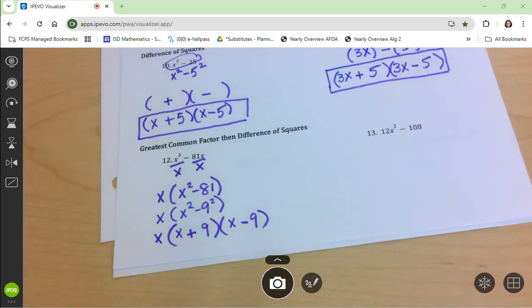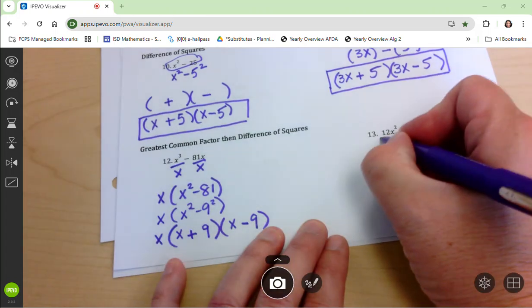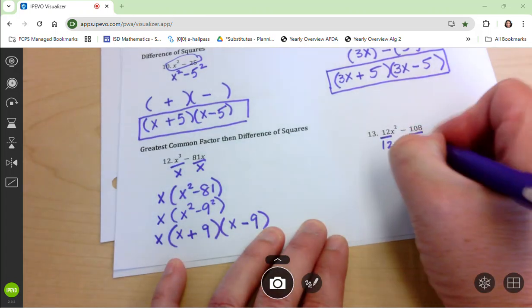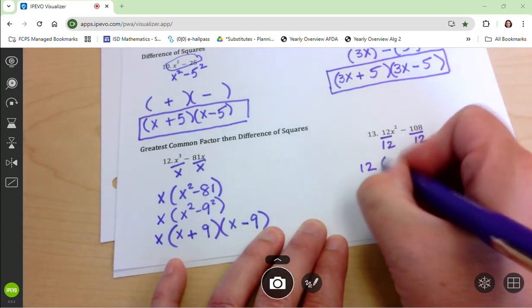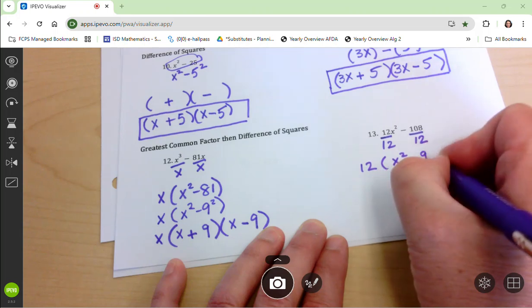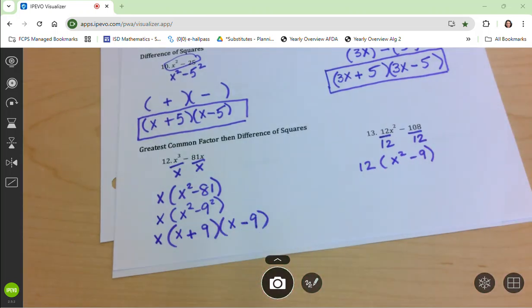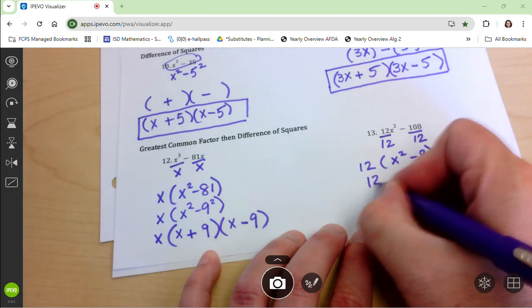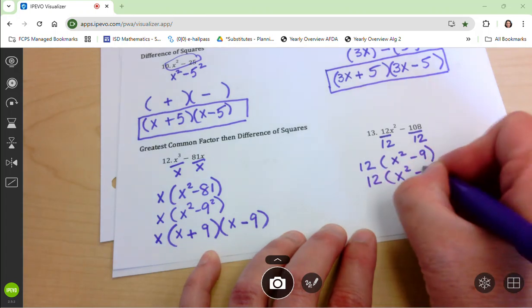Alright, you guys are going to do number 13. Start by taking out a greatest common factor and then do difference of squares. The factor that we took out was 12, right? So you divided both of these by 12. And the 12 comes to the outside and you had x squared minus 9. And then 9 is the square of what number? 3, good. So the 12 stays on the outside. You have x squared minus 3 squared.